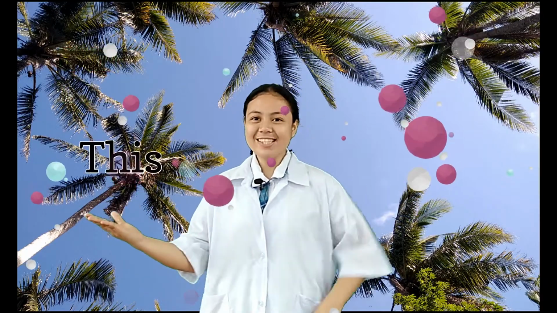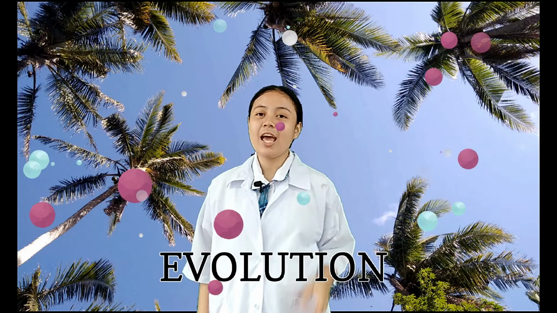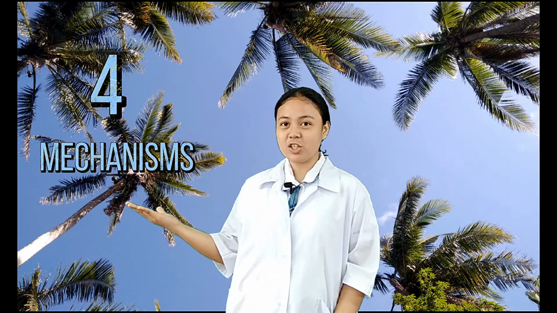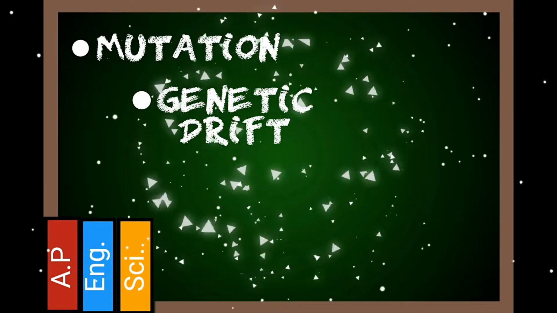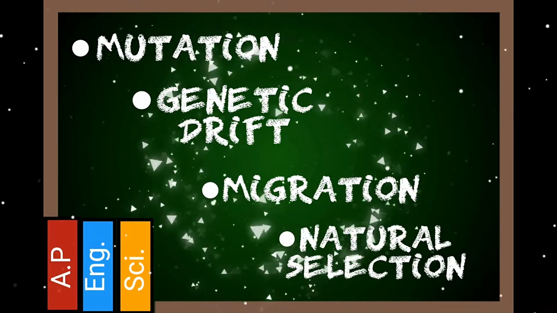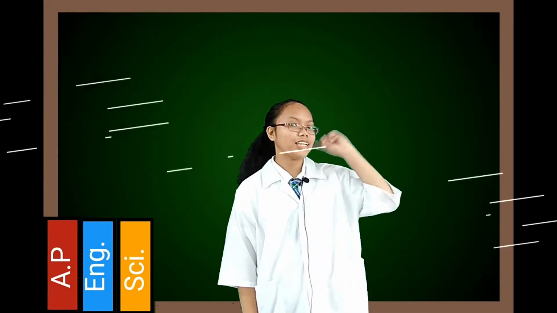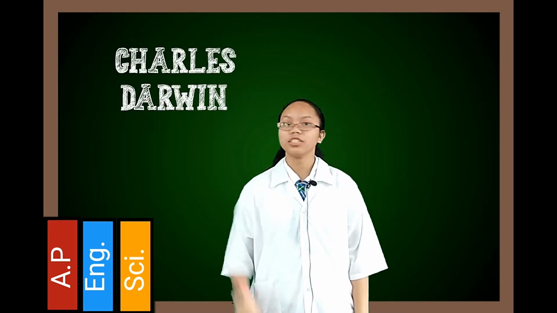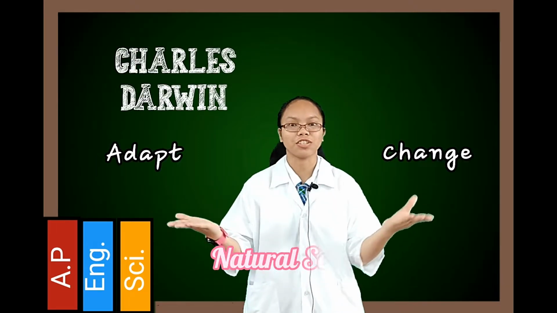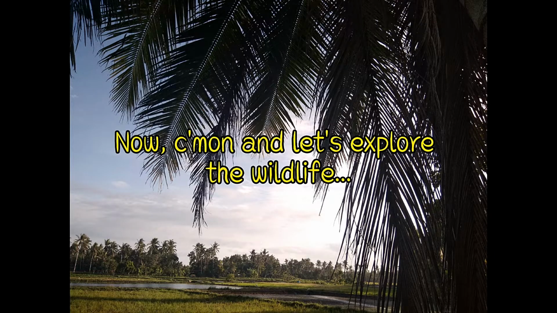Simply, this is evolution. And speaking of evolution, did you know that there are four mechanisms that can change to get these genetic changes? Mutation, genetic drift, migration, and natural selection. A little trivia. As evolution occurs, the theory of evolution by Charles Darwin is introduced, showing how species adapt and change through natural selection. Now, come on, and let's explore the wildlife.